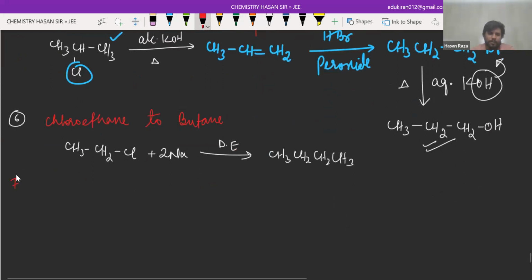Three more conversions are there, then we will start alcohol. Benzene to biphenyl. Very easy it is. Please do it.